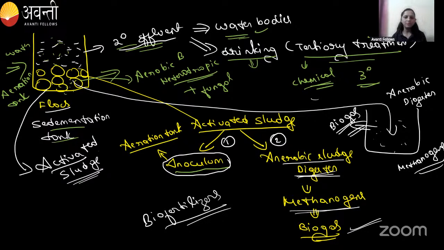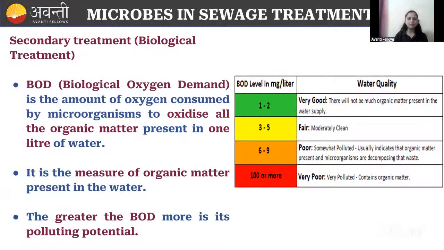Okay, so this is the brief overview, guys. Let us understand one by one. Here I told you biological treatment, right? So first we will go for the biological treatment, then again I will tell you everything once more. In the secondary treatment, the biological treatment, BOD. BOD means what? Biological oxygen demand.